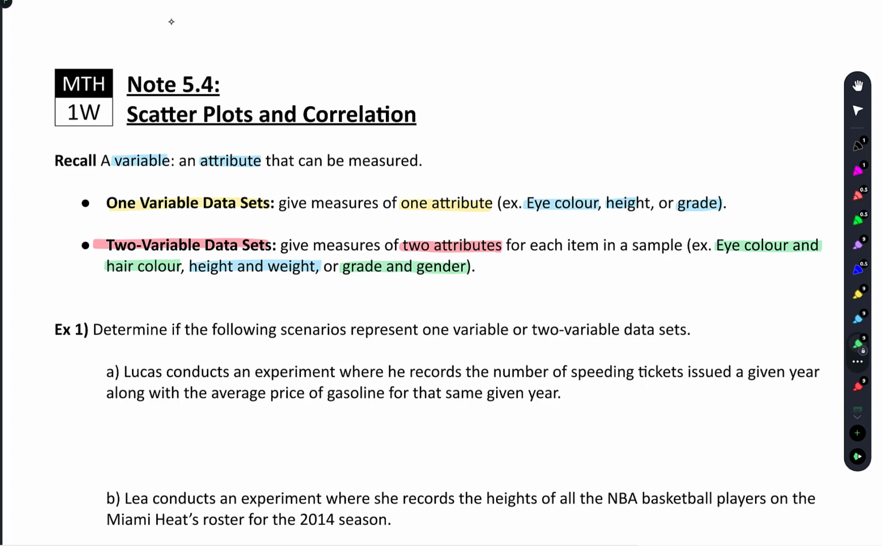Okay, so what we're going to try to do right now is read a statement and determine if it is a one variable data set or a two variable data set. How we do that is if we read it and say, hey, there's only one piece of information in this statement, then obviously it would be a single one variable data set. But if there's two things being measured together, that tells us immediately that we're dealing with a two variable data set.